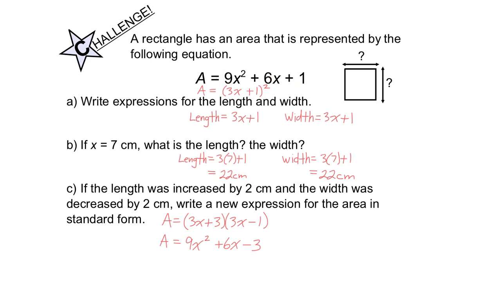All right, so we've got expressions for the length and width. Now I know that x is 7, so I can calculate what the length is and what the width is. They're both 22 centimeters. The length is increased by 2 centimeters, so instead of 3x plus 1, it's now 3x plus 3. And the width was decreased by 2 centimeters, so instead of 3x plus 1, it's now 3x minus 1. Write a new expression for the area in standard form.